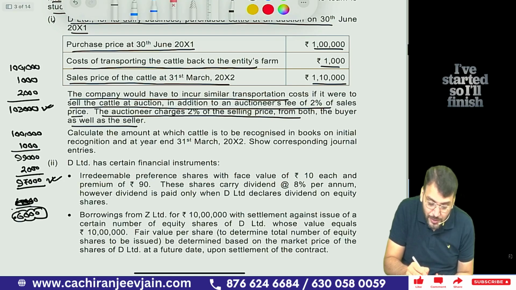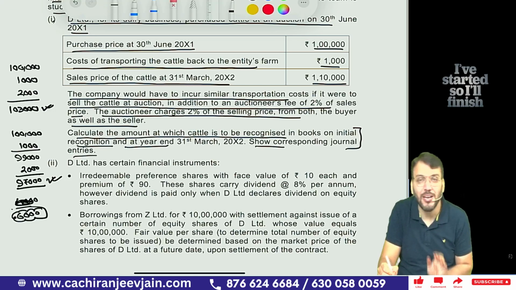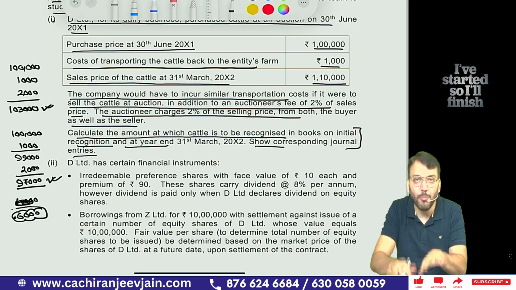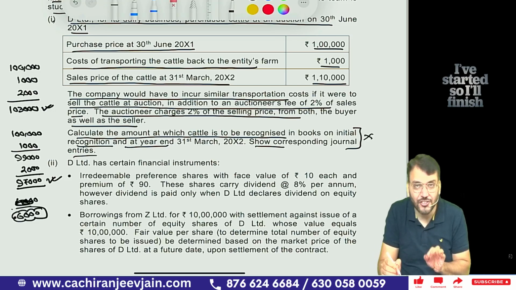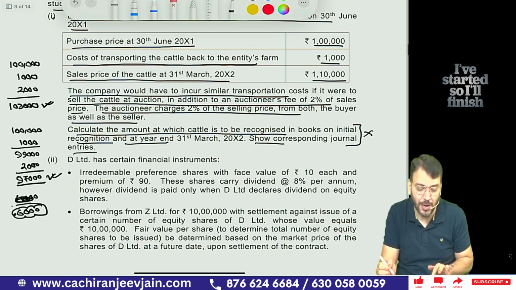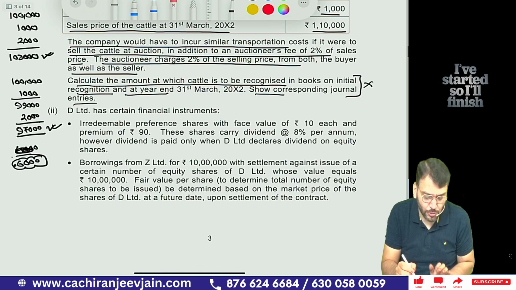Correct. What they have said: calculate the amount at which the cattle is to be recognized in the books on initial recognition, at year end, and the corresponding journal entry. However, this is a multiple choice question. I will say they have taken this question from Ind AS 41 study material resource and they have copy pasted. However, this should not be asked here. We need to see what is the multiple choice question for this particular part. Okay, so we'll discuss. I will do this point.